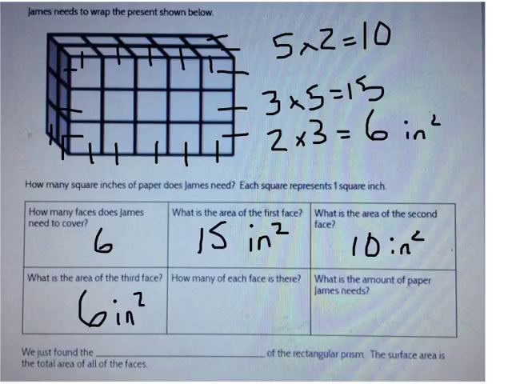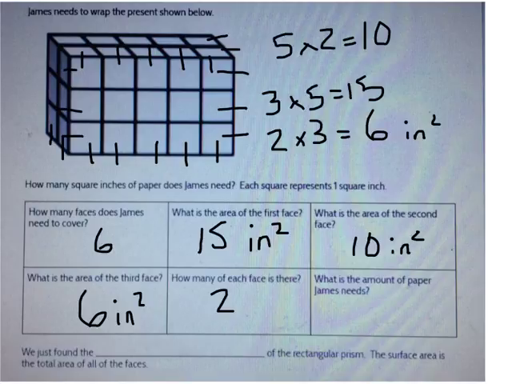How many of each face is there? Well, there's 2 faces, one in the front and one in the back, that have an area of 15. There's 2 faces, one on the top and one on the bottom, that have an area of 10. And there's 2 faces that have an area of 6. So there's 2 of each size of face.